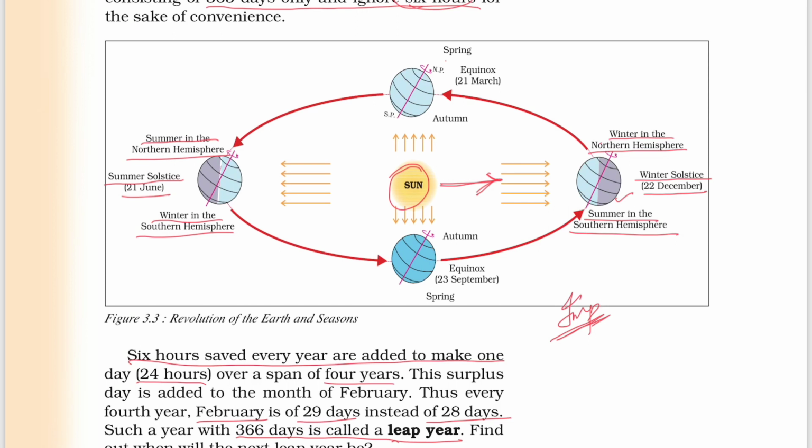Next we have the equinox, that is autumn on one side and spring on the other side, on 23rd September. Next we have the spring season on 21st March. So spring on one side and autumn on the other side.